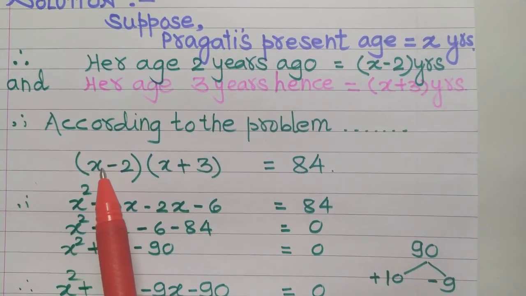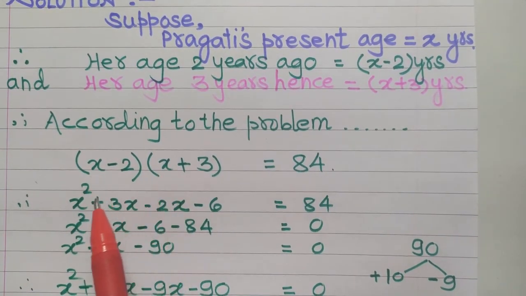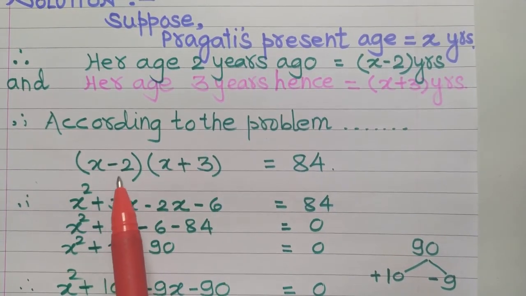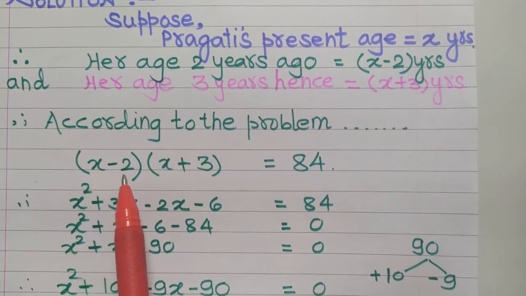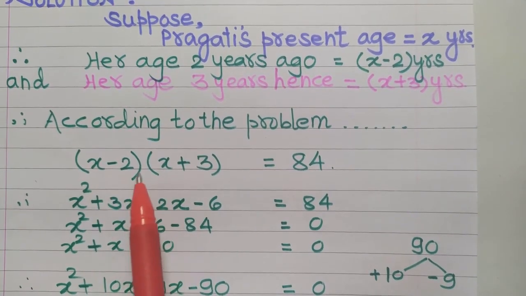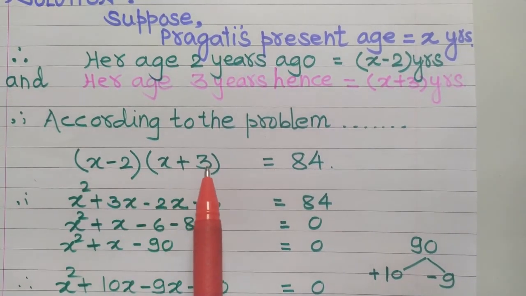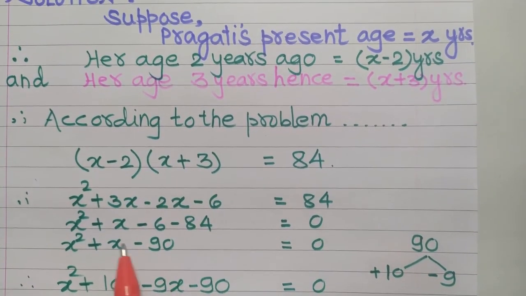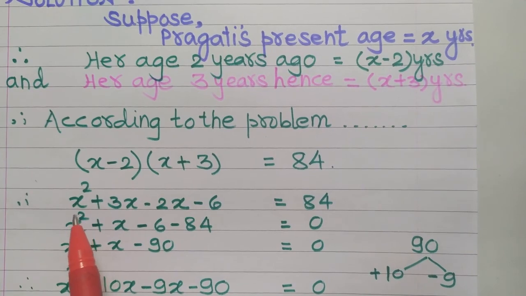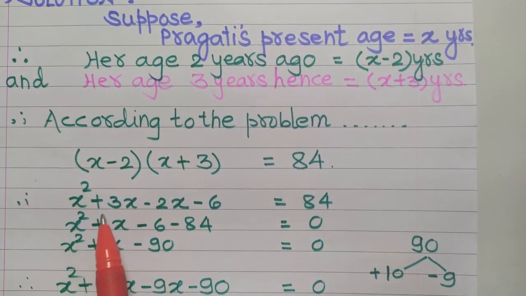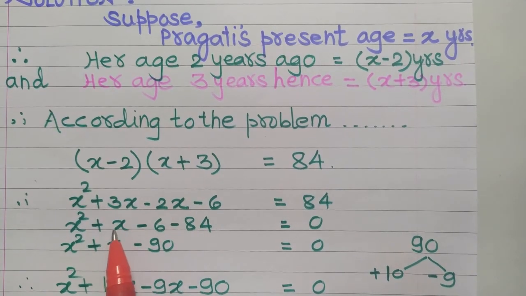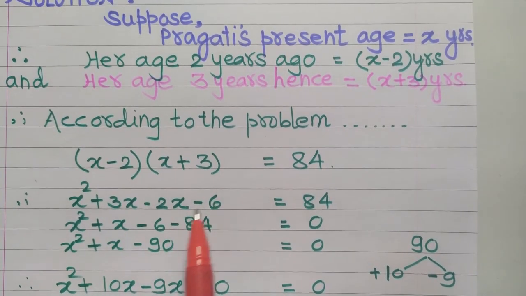Therefore, let us open the bracket. x into x, x square. x into 3, it will be 3x. Now we'll multiply with minus 2. Minus 2 into x, minus 2x. Minus 2 into 3, 2 threes are 6, it will be minus 6. Here what I have done, x square as it is, plus 3x minus 2x. So 2x will be subtracted from 3x, so only x will remain, minus 6.